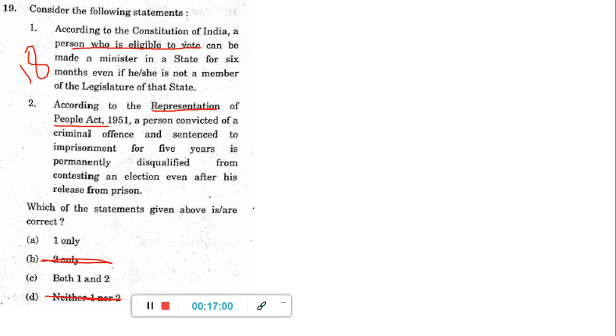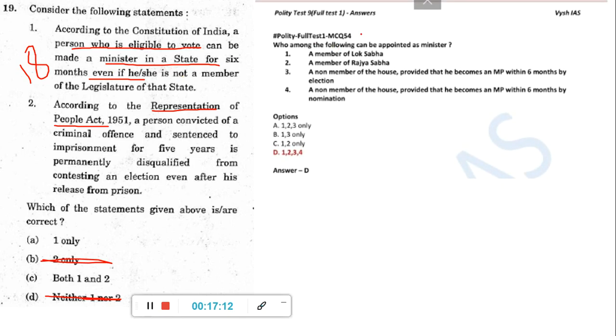If you see, suppose this eligible to vote is not there, a member of parliament can be made a minister in a state for 6 months, even if she is not a member of the legislature of the state. This kind of thing is possible. Who can be appointed as a minister? A member of Lok Sabha, a member of Rajya Sabha, or a non-member of the House, provided that he becomes an MP within 6 months by nomination or election. That time you are not a member, but you will be put there as a minister, and then you have to stand in election, and within 6 months you have to win. That is possible.